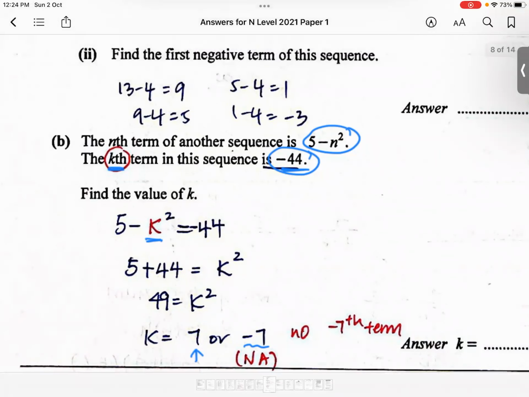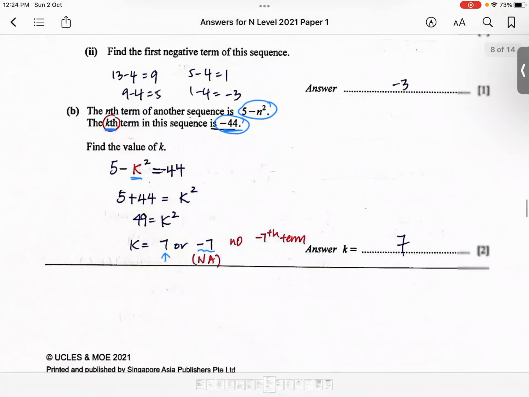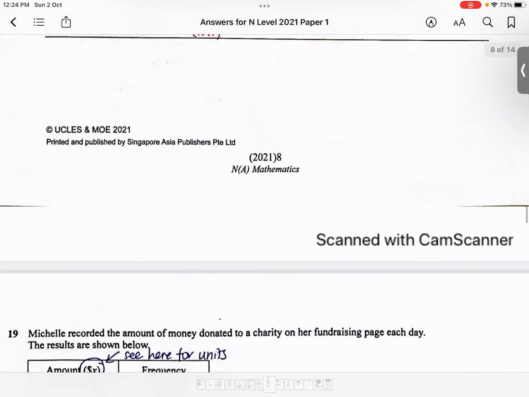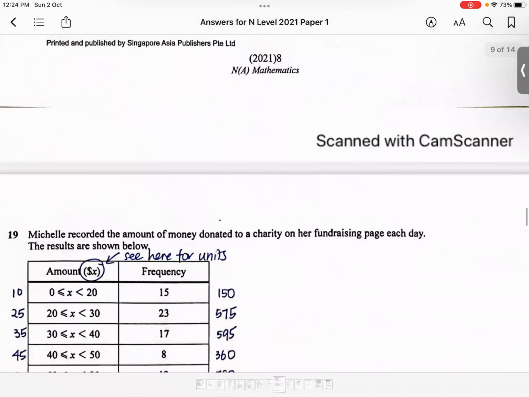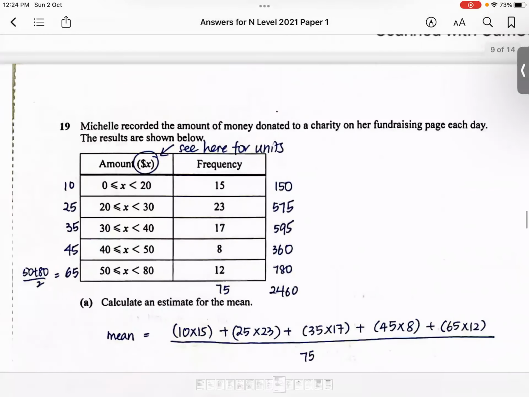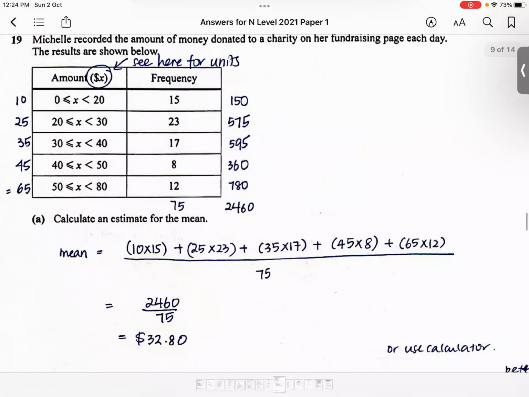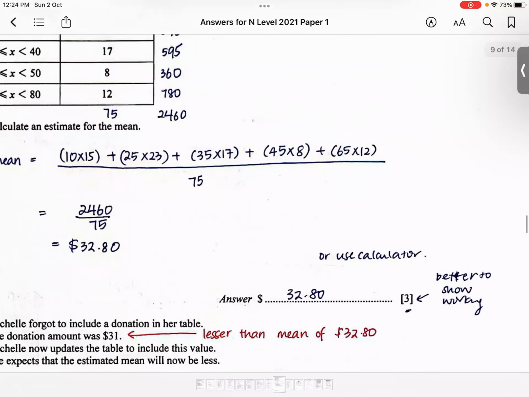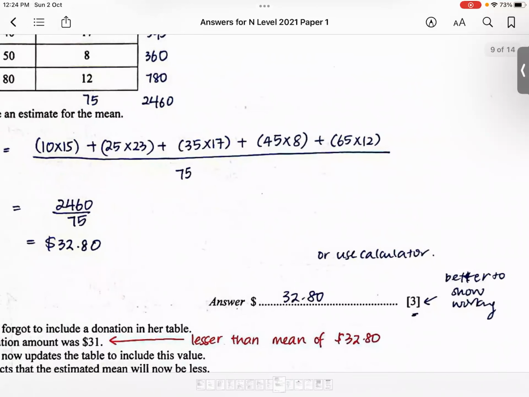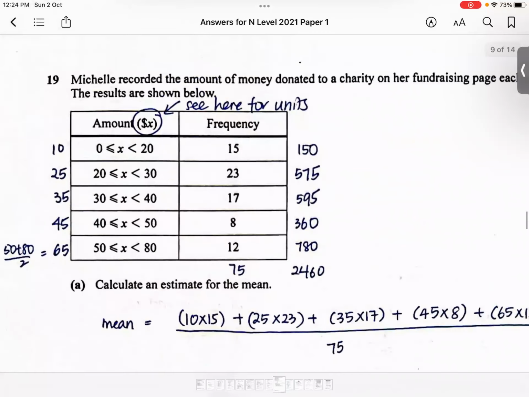Okay, next question. Okay, this question over here, normally what I understand you all will do is to use the calculator to calculate the answer straightforward. But the question here says 3 marks. So just in order to be extra careful, I go through the working with you once again.